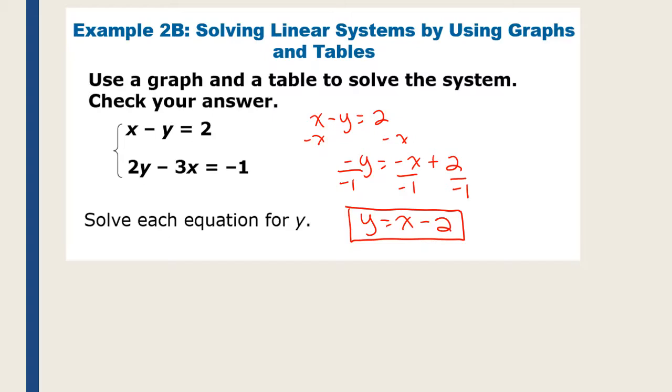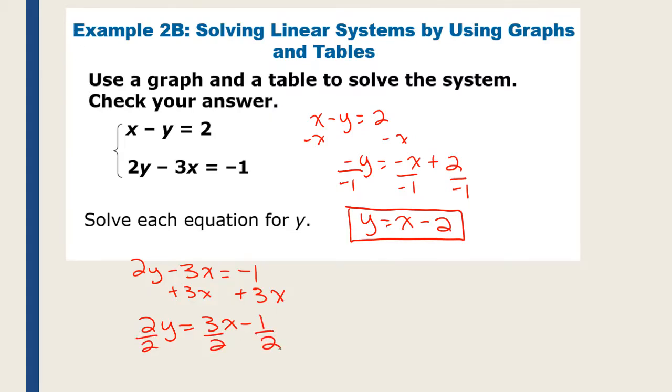And let's try the next one. It says 2y minus 3x equals negative 1. Let's add 3x to both sides because we're solving for y. So we have 2y equals 3x minus 1. Divide all sides by 2. This is y equals 3/2 x minus 1/2. Okay, so now we have two equations written in the y equals mx plus b form.